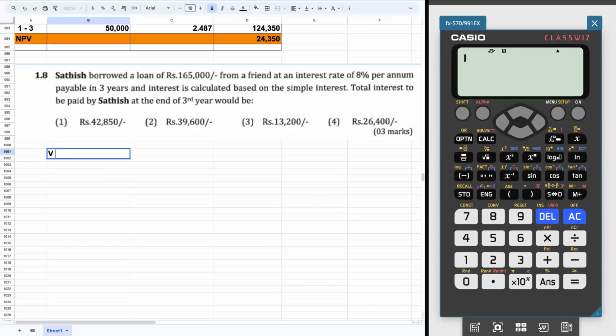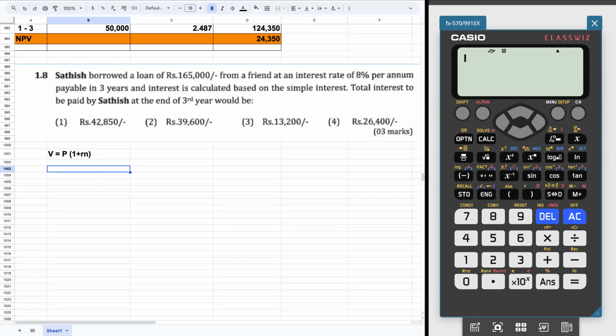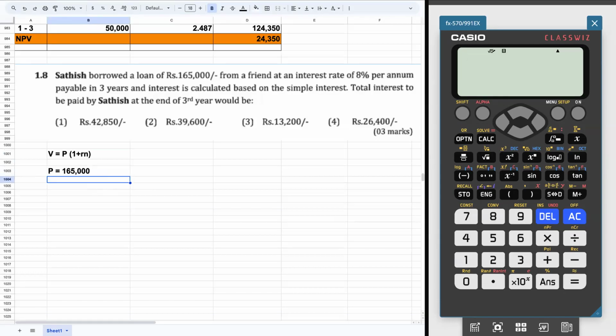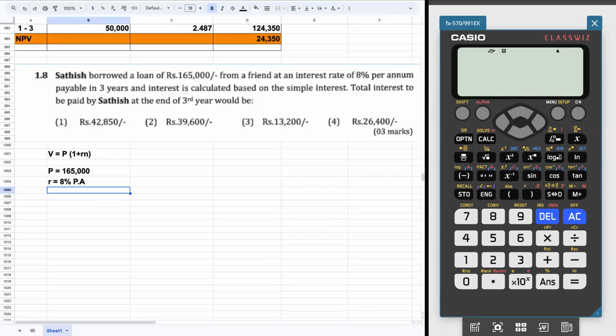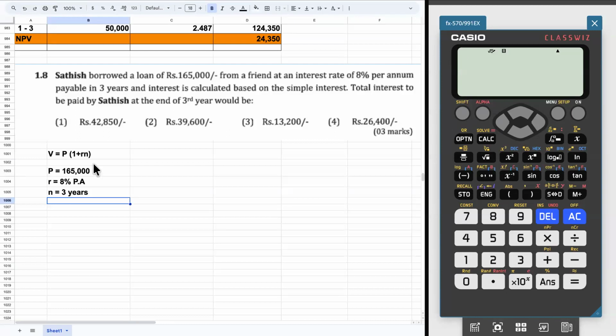Let's remember the formula. The value is P(1 + Rn). There is no power because it's simple interest. And the question is actually asking for the interest. Let's identify the P value. P is 165,000, the borrowed loan from a friend. R is 8% per annum. Payable in 3 years, so N is 3 years. It is simple interest, so let's find out the total value first.